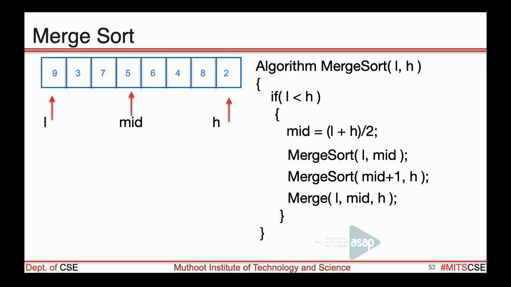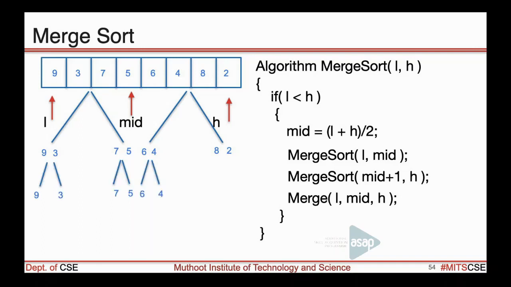So let's see how this particular example works. After finding mid, we will be splitting the data from L to mid, that is 9, 3, 7 and 5, and we will be splitting the other half also, 6, 4, 8 and 2, into 2 and 2. Once it is divided, it will be further divided into single elements 9, 3, 7, 5, 6, 4, 8 and 2. Now it's a smaller problem, right?